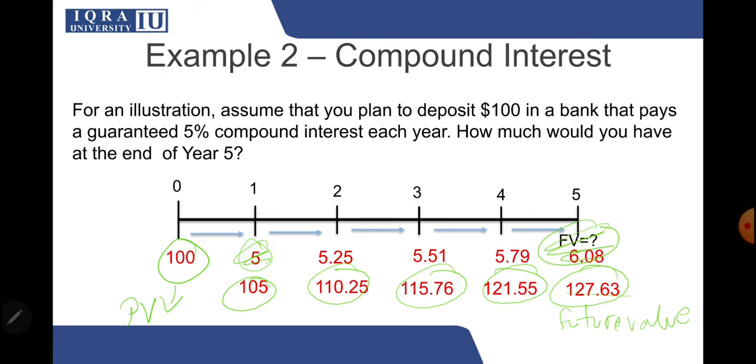The present value was 100. The future value 1 year later is 105. The future value 2 years later is 110.25. The future value 3 years later is 115.76, and so on. So present value just means right now at time 0.